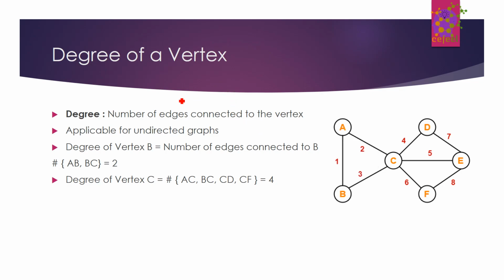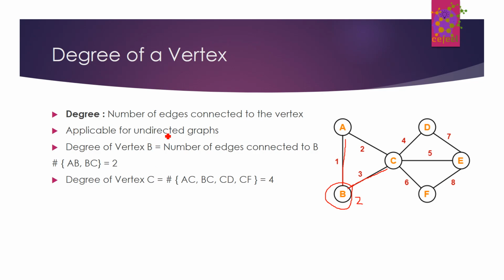Let's say we take vertex B. What is the degree of vertex B? So we see what edges are connected to B. We have BA as one edge, we have BC as one edge. So the number of edges connected is 2. That's why the degree of vertex B is 2.